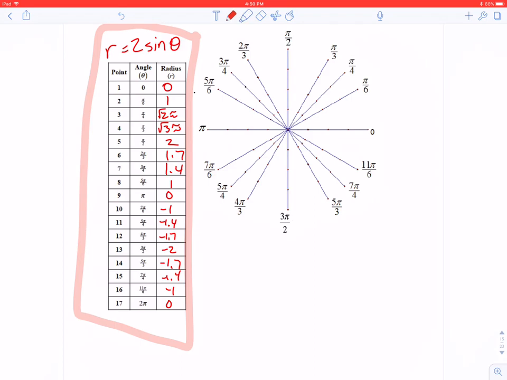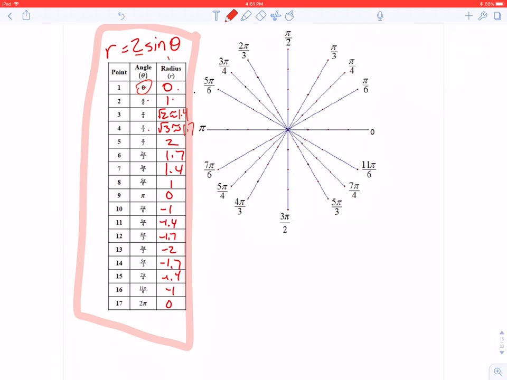So we plugged in 0 into theta. Sine of 0 is 0, times 2 is 0. Sine of pi over 6 is 1/2, times 2 is 1. Sine of pi over 4 is root 2 over 2, times 2 is root 2, and we approximated that to be 1.4. Sine of pi over 3 is root 3 over 2, times 2 is root 3. We got that to be 1.7, and then we finished this table.